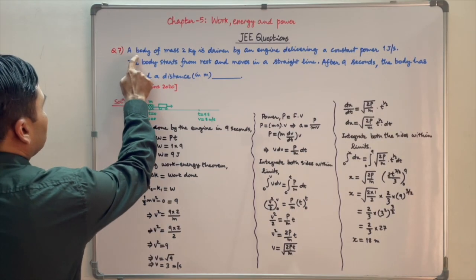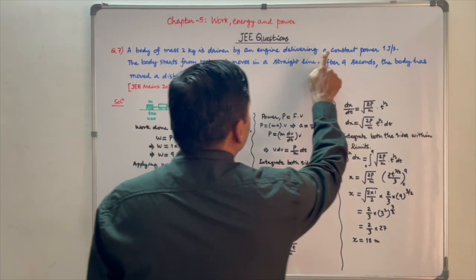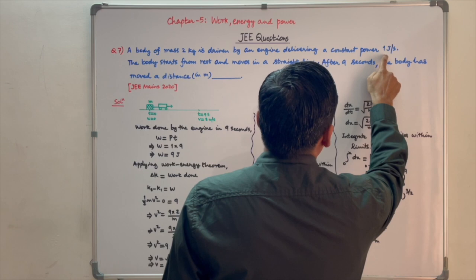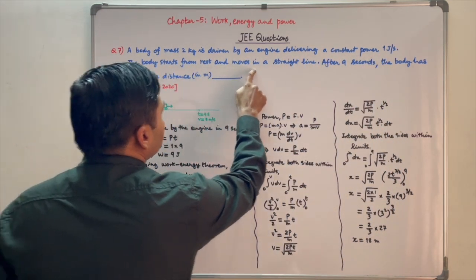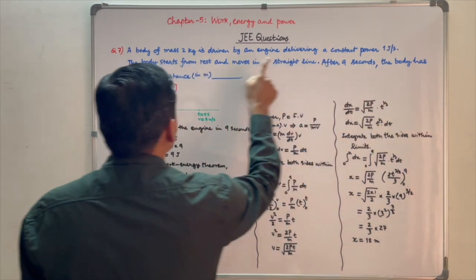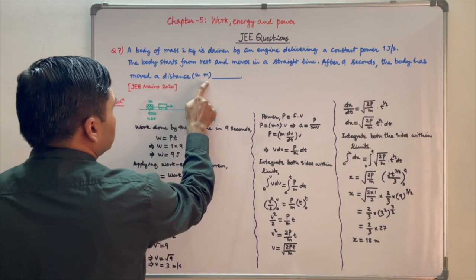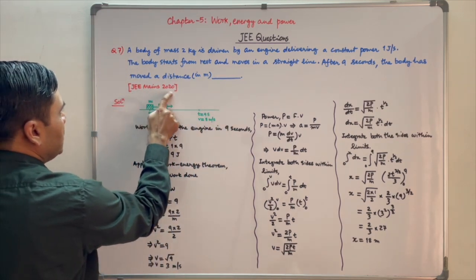Seventh question. A body of mass 2 kg is driven by an engine delivering a constant power 1 joule per second. The body starts from rest and moves in a straight line. After 9 seconds, the body has moved a distance in meters. This question was asked in JEE Mains 2020.